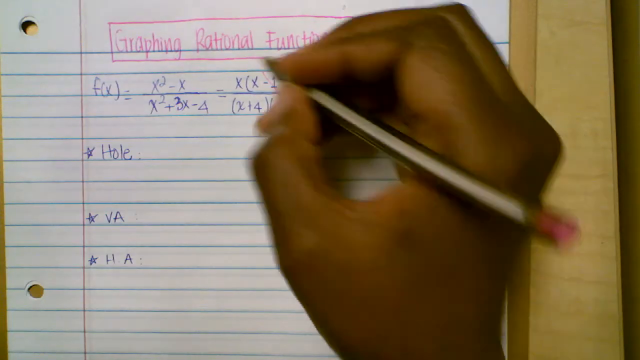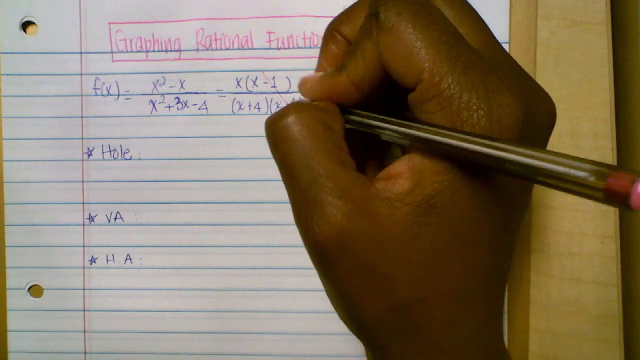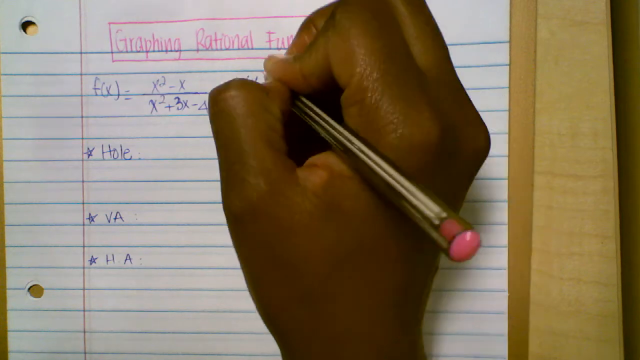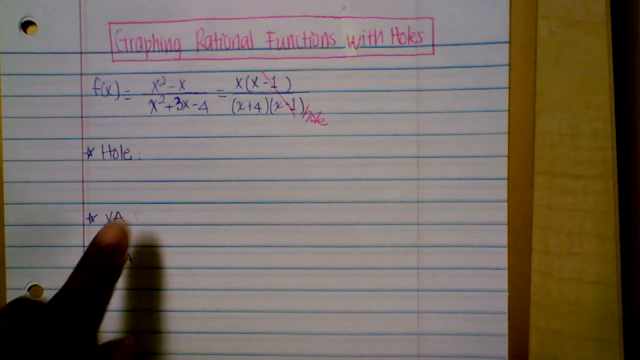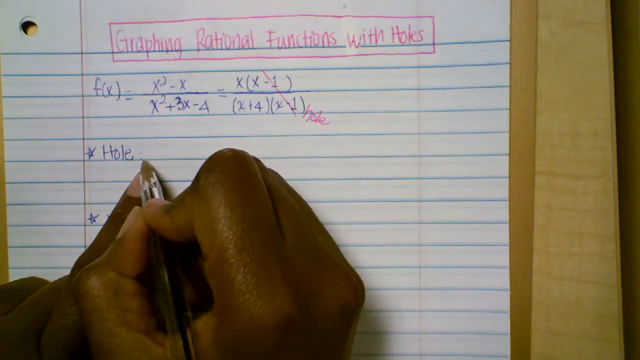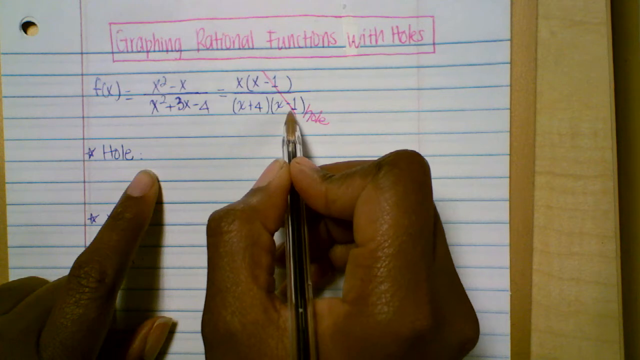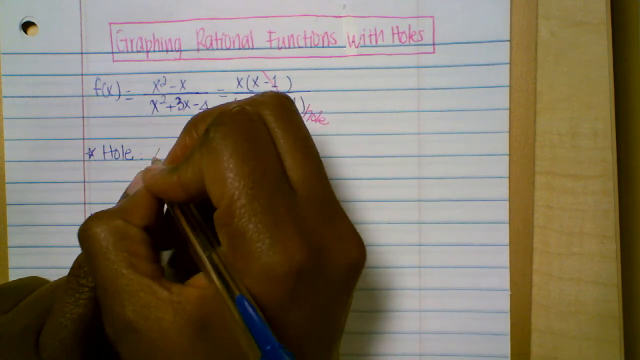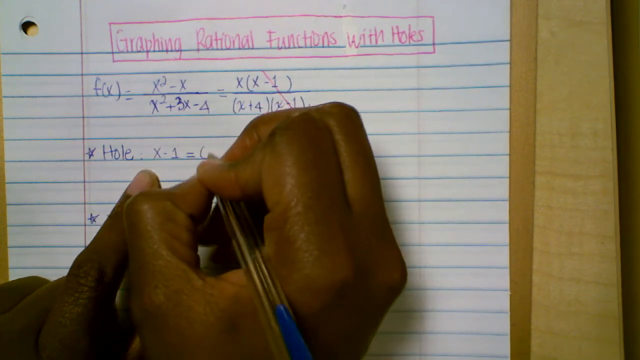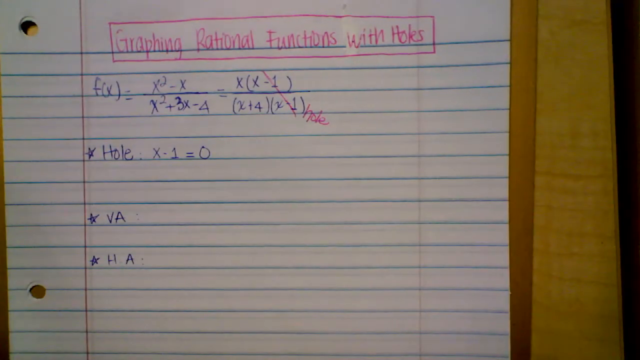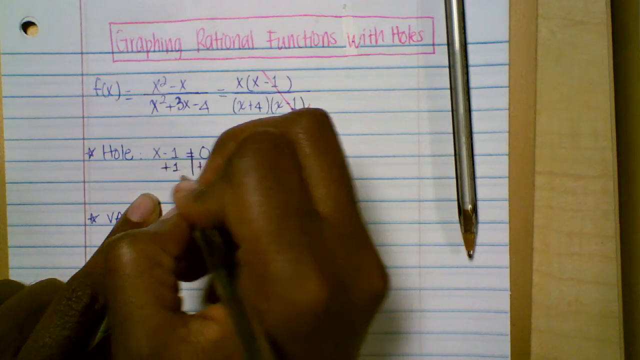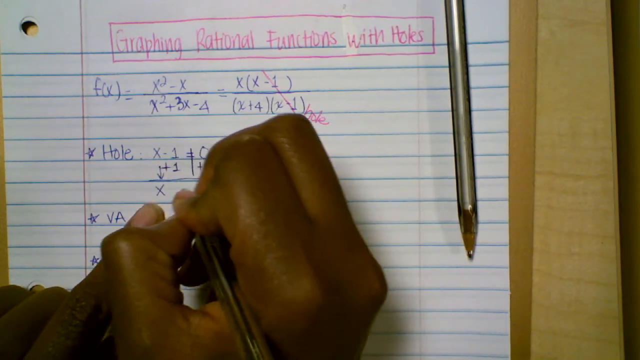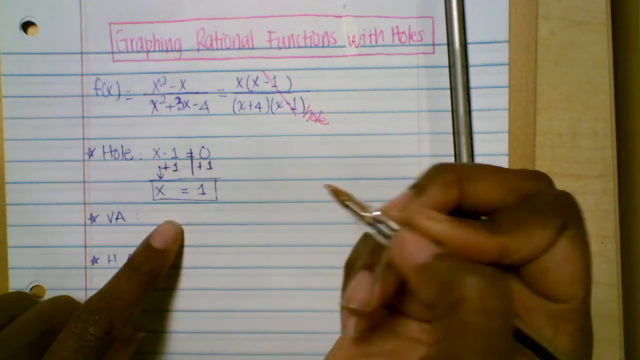And this is called the hole. The factor repeated on the numerator and the denominator, we refer to as a hole. And what is going to be the hole here? You use the repeated factor, which is x minus 1, you set it equal to 0, and you solve for x. So you solve for x by adding 1 on both sides, and the new equation is going to be x equal to +1.